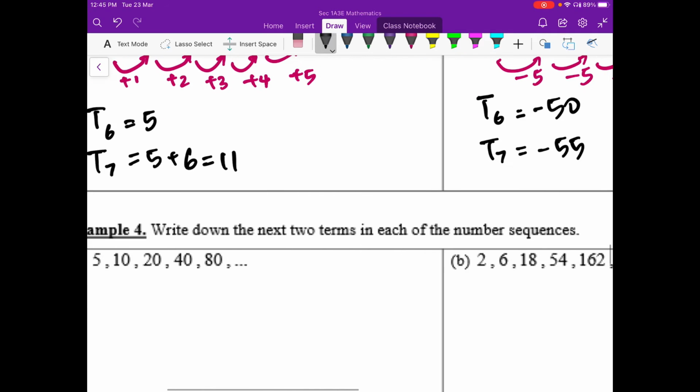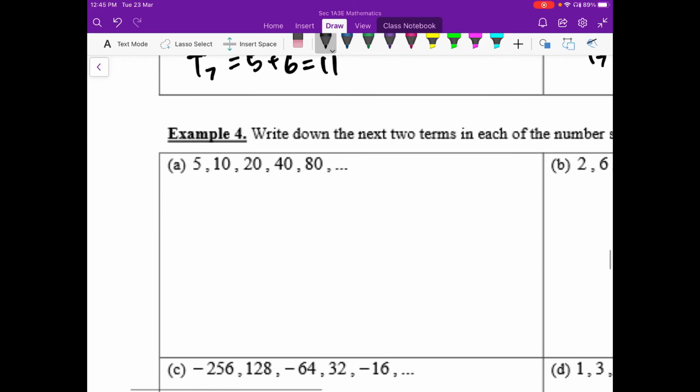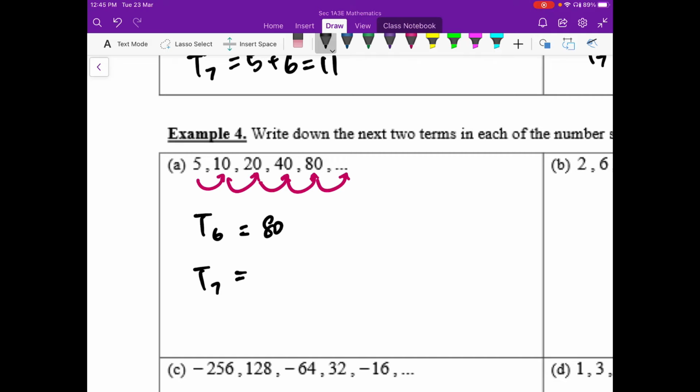Next. Write down the next two terms again. 1, 2, 3, 4, 5. Term number 6, term number 7. So what is term number 6 in this case? Okay, so the pattern is times 2, times 2, times 2, times 2, and times 2 again. It is not always addition of something. It could be multiplication. So we have 80 times 2, 160. So the next one must be 160 times 2, 320.